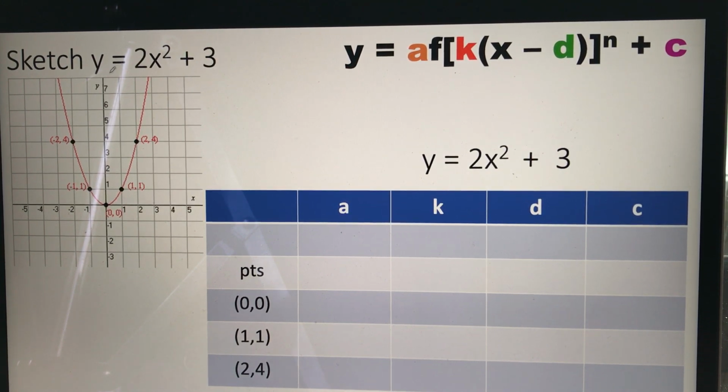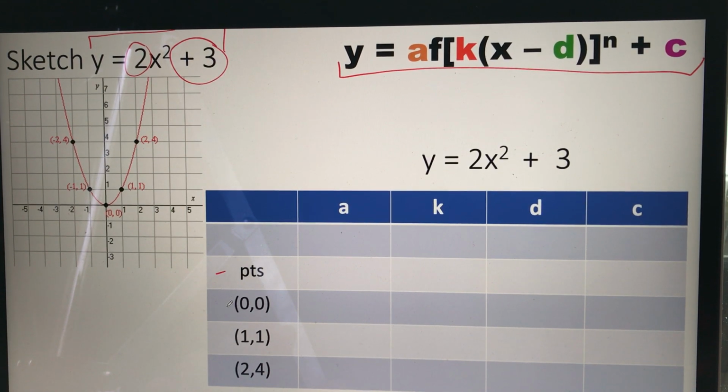So suppose I'm asked to sketch, let's just start here, y equals 2x squared plus 3. So here's my basic quadratic here, and I have some of these basic points memorized, 0, 0, 1, 1, and 2, 4. I know that. Here's what I'm being asked to sketch. A couple transformations here. I have this 3 and I have this 2. This is just everything all at once, just to help me work through it. So I think what we're going to do is write down some specific points. We're going to use for a quadratic 0, 0, 1, 1, and 2, 4. And then we're just going to write down A, K, D, and C in order here.